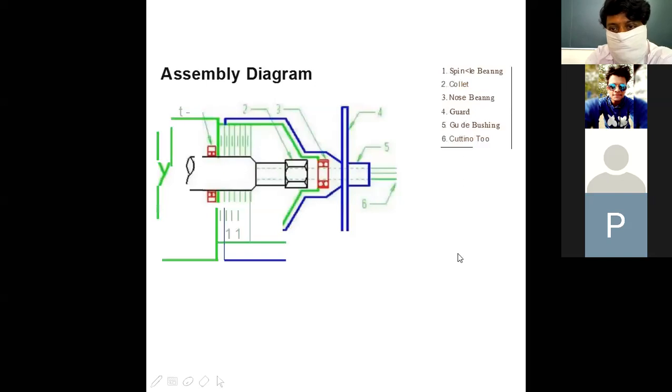So this is a basic spindle diagram used in a CNC machine. These are the different components used.